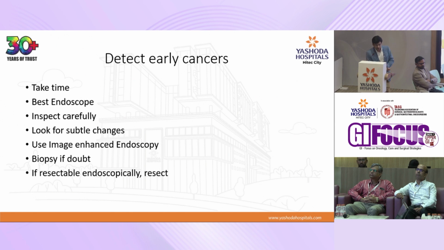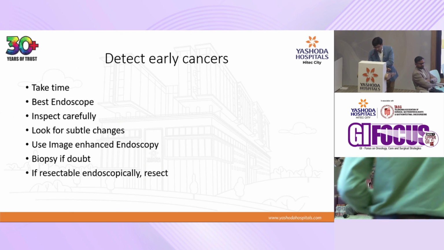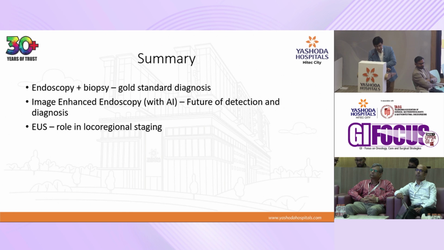In conclusion, we need to detect early cancers. There comes the role of endoscopic assessment. We should take time, use the best possible endoscope, inspect carefully, and look for any subtle changes. Always use image-enhanced endoscopy, and biopsy if in doubt. If endoscopically resectable, resect. Summarizing, endoscopy with biopsies is the gold standard in diagnosis, image-enhanced endoscopy with AI will be the future of detection and diagnosis, and EUS has a definite role in locoregional staging. Thank you.